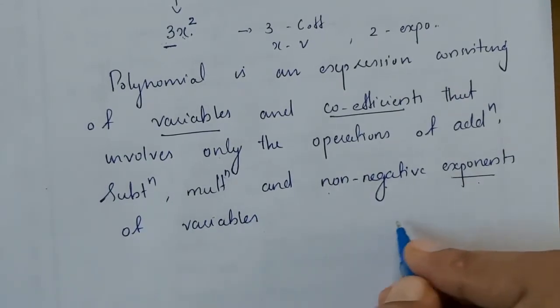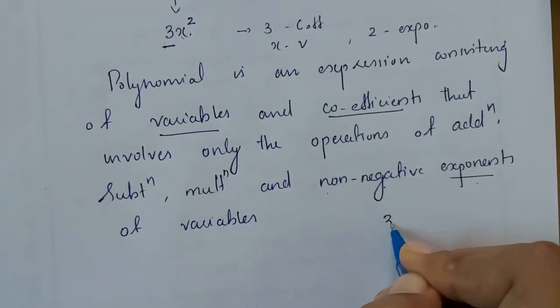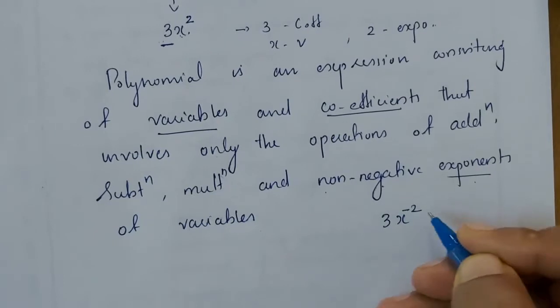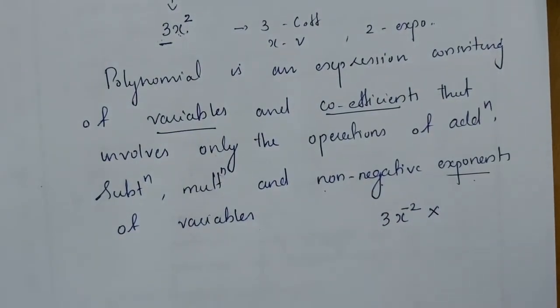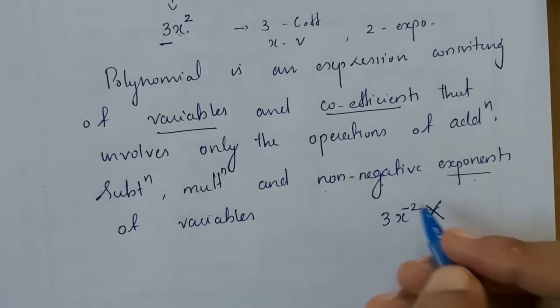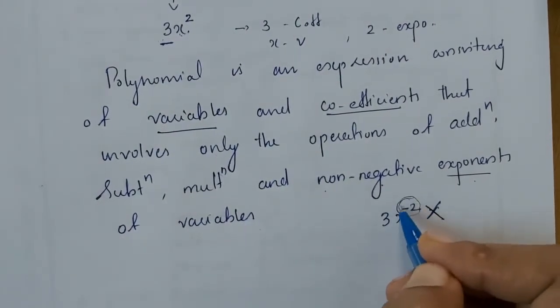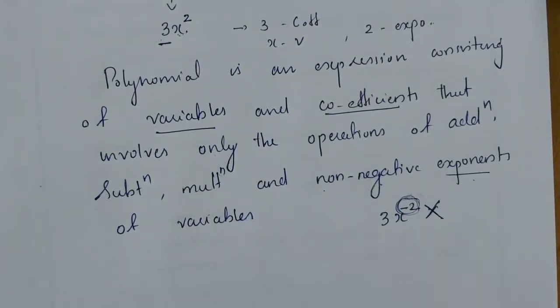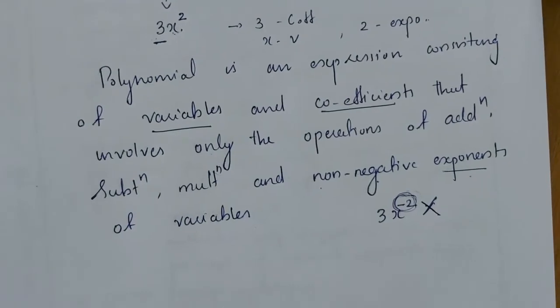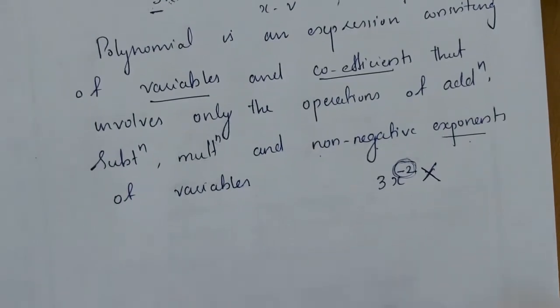Non-negative exponent means 3x raised to minus 2 is not allowed in a polynomial. 3x raised to minus 2 is not allowed in a polynomial because x has a negative exponent, which is minus 2. Okay. And then let's discuss the term.